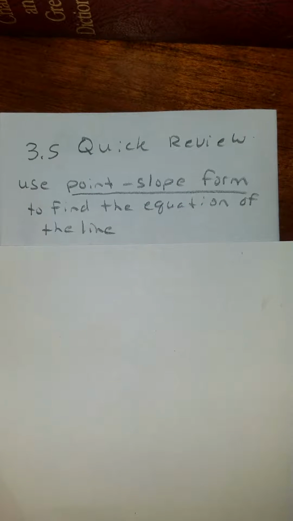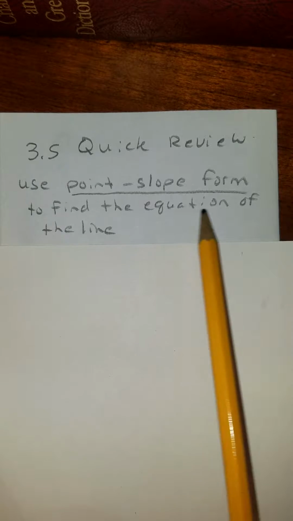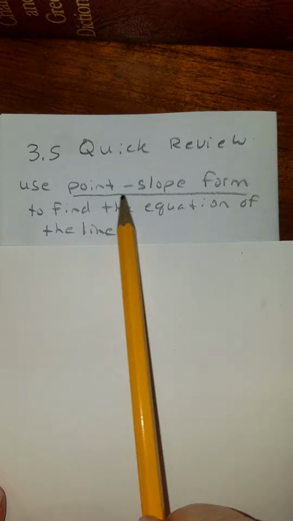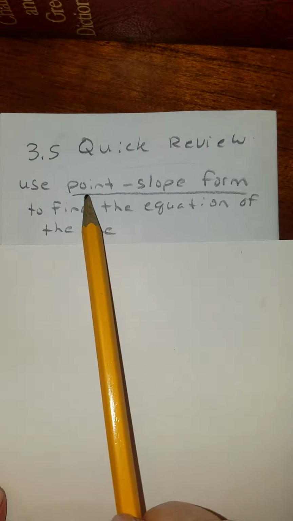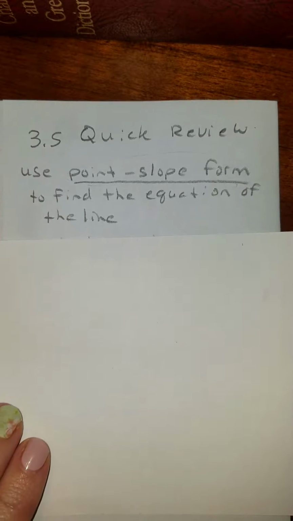We're going to do a quick review on section 3.5. It says use the point slope form to find the equation of a line. So this whole section is giving you a new form. It's called point slope form. But before we do that, let's look at another example.